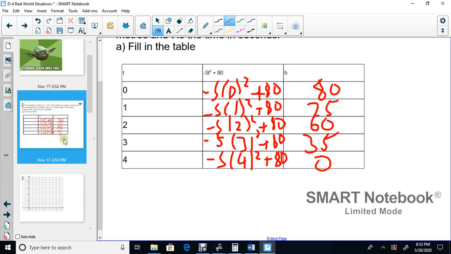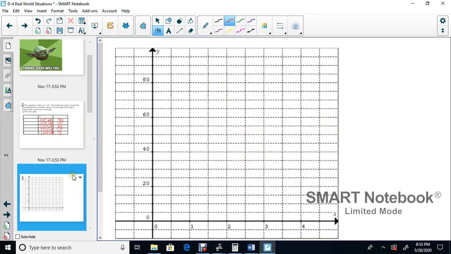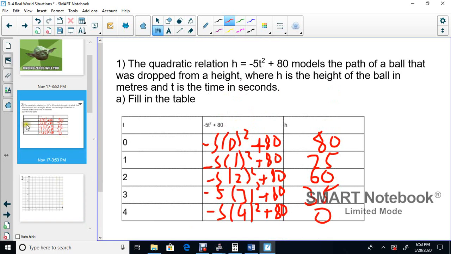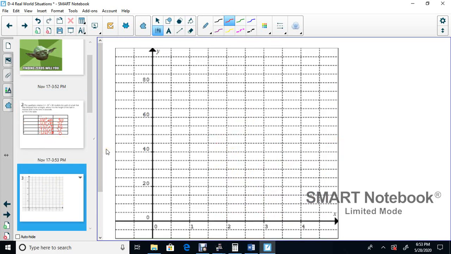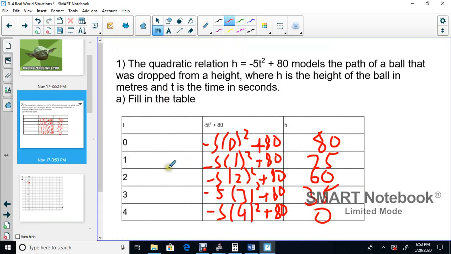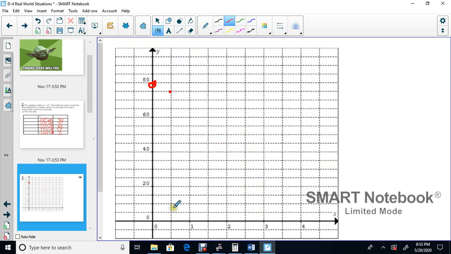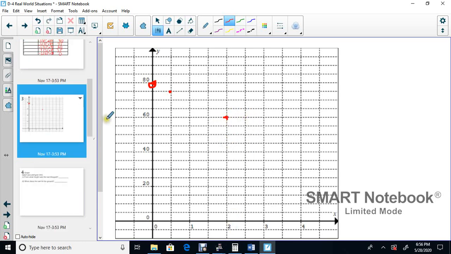Now let's graph this. So from the table, let's graph it. So you got at 0, we're at 80. So at 0, we're going to put a dot at 80. Okay, at 1, I believe we're at 75. So 60, 65, 70, 75 are right there. Let's see if I can do that red mark here, right here. Okay, so that's there. At 2, we're at 60. So at 2, we were at 60.